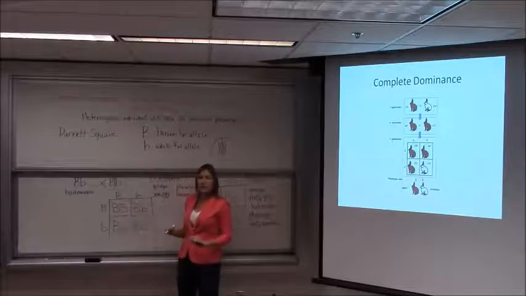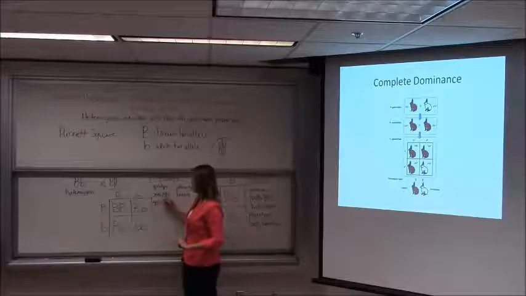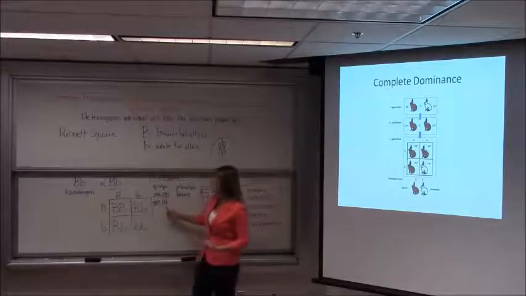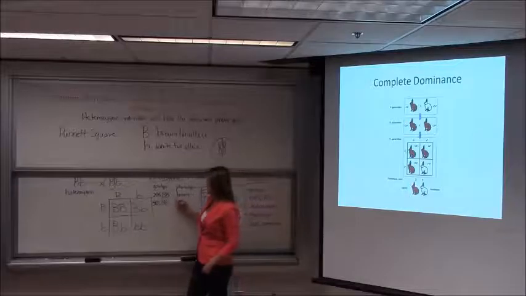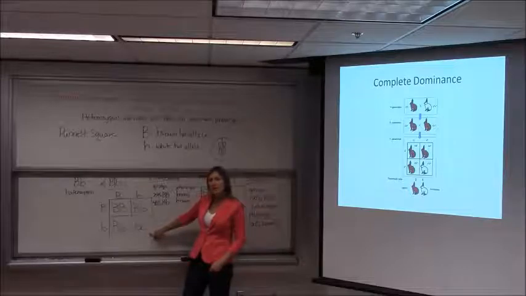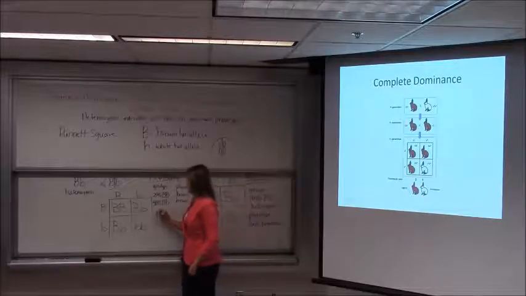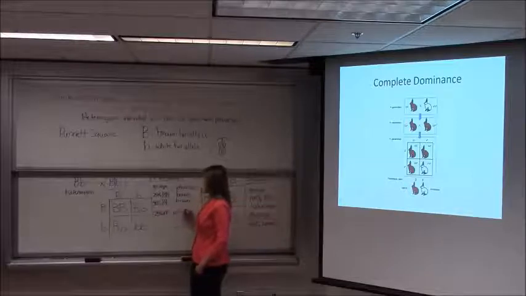50% are heterozygous. Big B, little b. What color are they? They're also brown. And then 25% homozygous recessive. Those are our white babies.